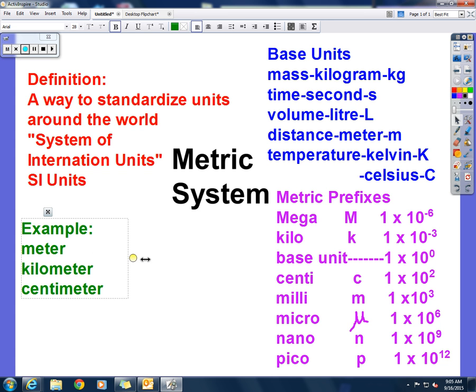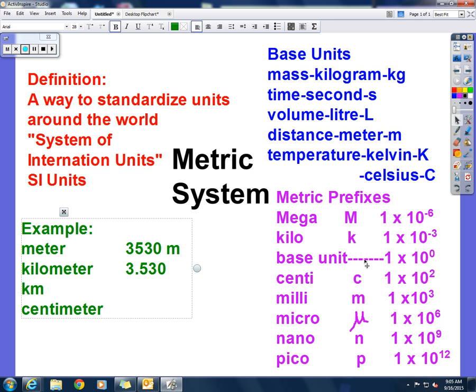So if I have 3,530 meters. Now, a kilometer is 1 times 10 to the negative 3 of a meter, because meter is my base unit. So a kilometer is 1,000th of a meter, or there are 1,000 meters in a kilometer. So that would be the same as saying that I have 3.530 kilometers.